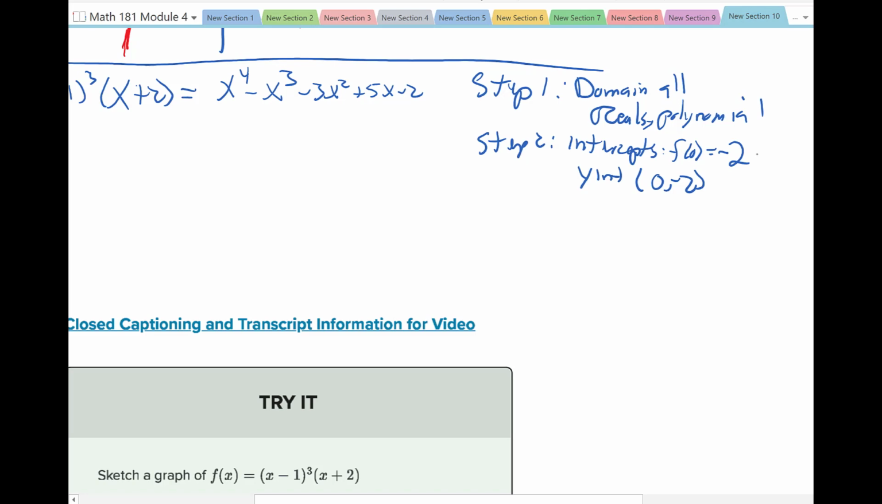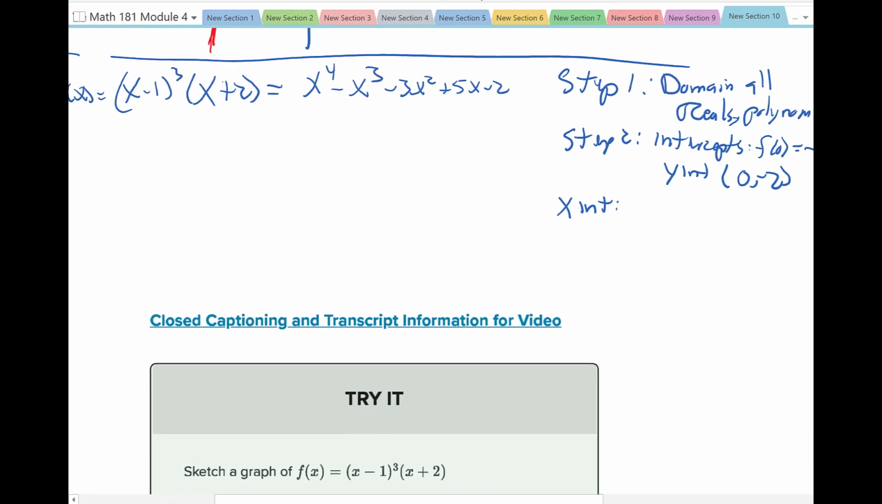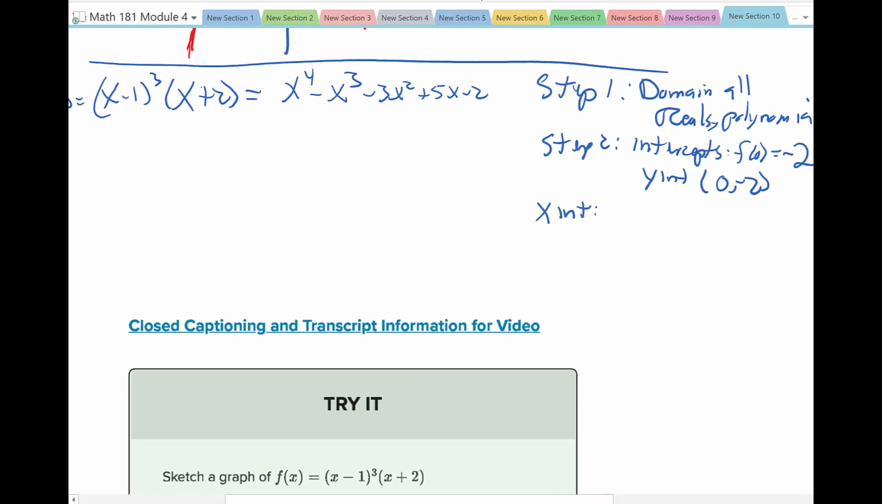Okay. X-intercept, I'll go back to the factored form of this. And the factored form had x minus 1 cubed and x plus 2. So x minus 1 equals 0, so x equals 1. And x plus 2 equals 0, so x equals -2. So at 1, 0 and -2, 0 should be our intercepts, x-intercepts. Okay, step 3, end behavior.